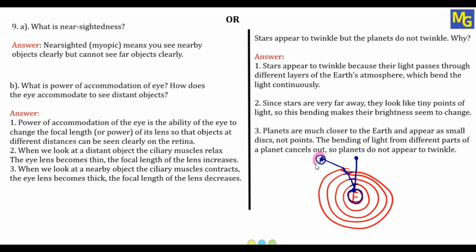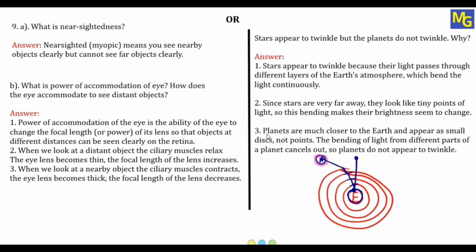Stars are present far from the Earth, and because of the far distance from the Earth, the light coming from the stars refracts or bends many times, and it appears to twinkle. As well, because of this large distance, the stars will appear like a point of light.